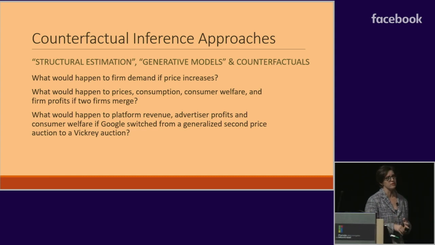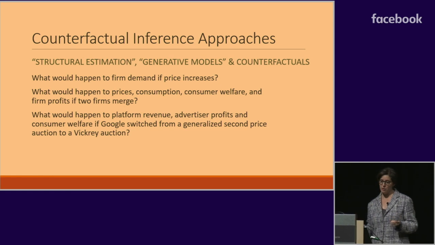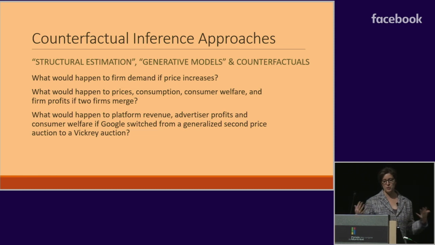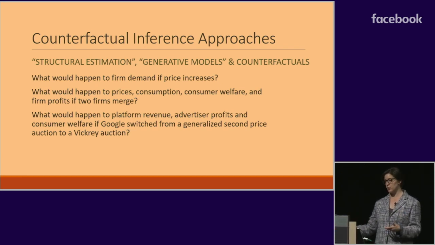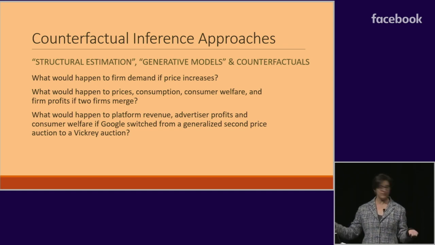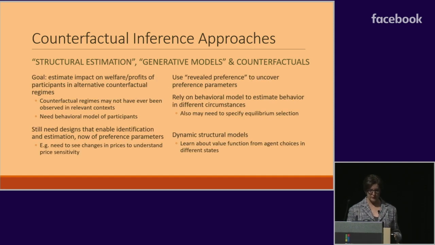Now I'm working with David Bly on models of pricing. So what would happen to firm demand if price increases? What would happen to prices, consumption, and welfare if two firms merge? What would happen to platform revenue, advertiser profits, and consumer welfare if Google switched from a generalized second price auction to a Vickrey auction? And that's a change actually that Facebook made at some point, and those of us working in this literature discussed that at the time.